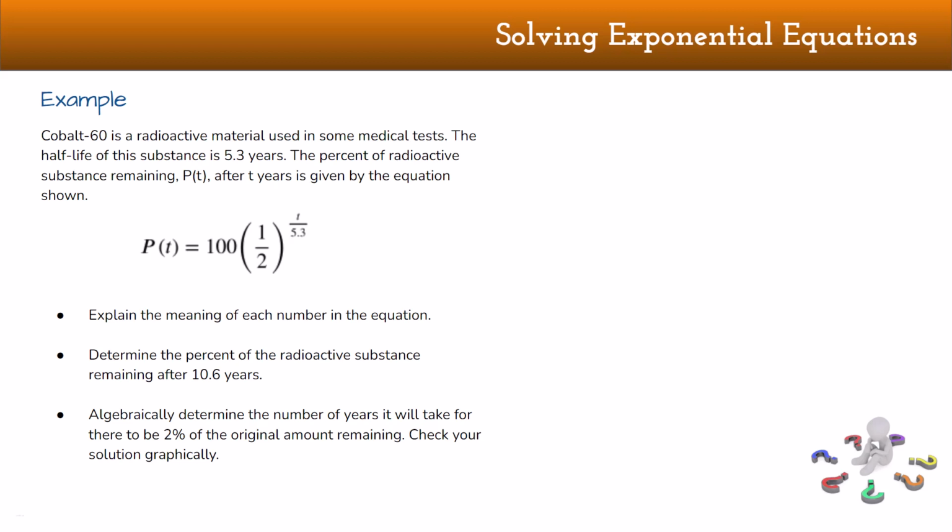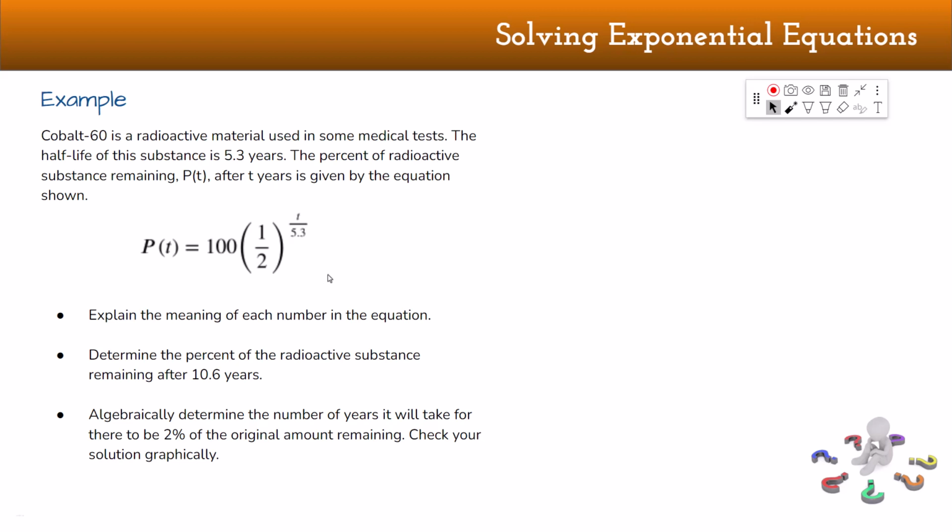Okay, so we're going to continue on with solving exponential equations, and we're going to start with this example. For this question, it says we have cobalt-60, a radioactive material used in some medical tests. The half-life of this substance is 5.3 years, and that means that after 5.3 years, half of the original amount of the substance will be there. The percent of radioactive substance remaining, P(t), after t years is given by this equation. And if you've done some chemistry or some physics, you may have come across a half-life equation before.